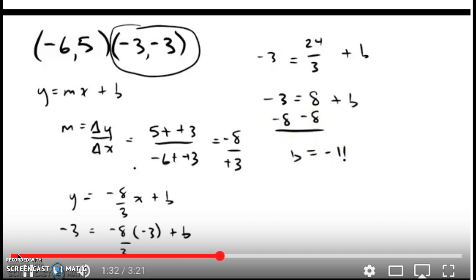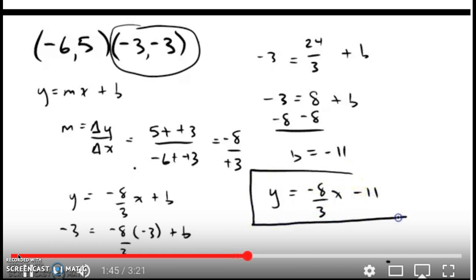And now we can rewrite our equation. Always remember that just the slope and the y-intercept define the line. So we're going to write the equation with the slope and the y-intercept. Leave y as y and x as x, because this line is going to go through all the y's and x's. It's going to go through infinity. So y is equal to negative 8 thirds x minus 11 is the solution.